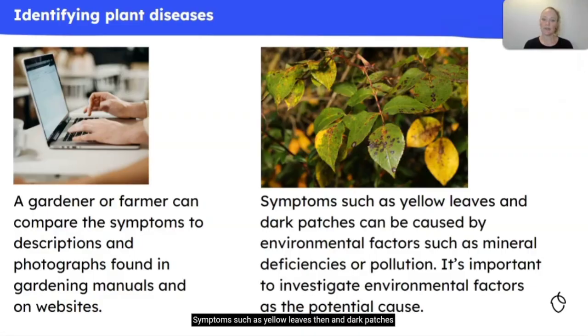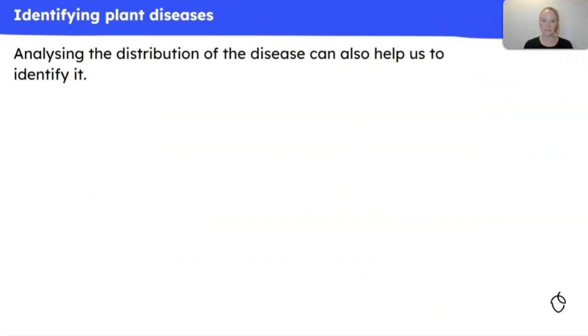Symptoms such as yellow leaves and dark patches can be caused by environmental factors. So just like humans need to have minerals in their diet, plants also need a really, really tiny trace amount of minerals as well. And if they have mineral deficiencies, we might see that as yellowing leaves. It could also be due to other factors such as pollution. It's important to make sure that you investigate the environmental factors as a potential cause of disease.